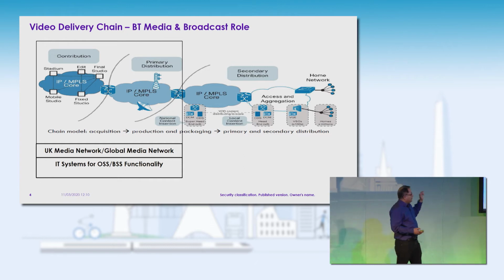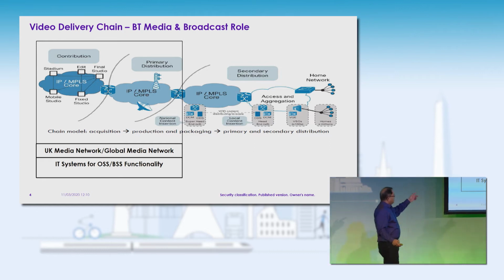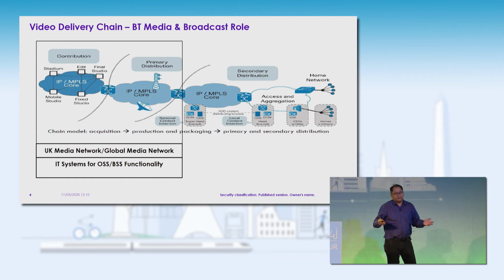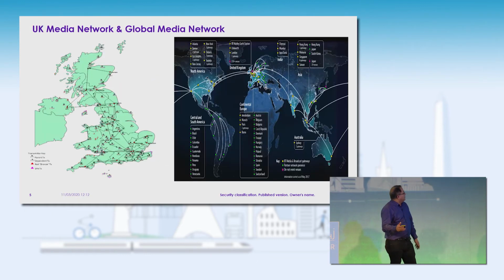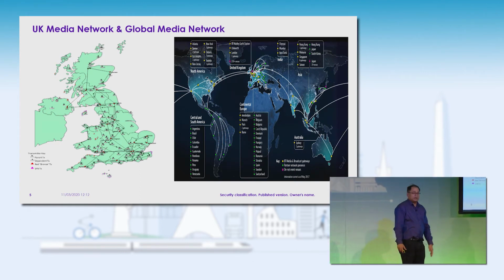That's where we have got two networks, which are the UK Media Network and the Global Media Network. What we do is provide IT systems which do the OSS and BSS functionality over those media networks. This is a view of our UK media network, which is built UK-wide. It is different from the BT broadband network. It's an entirely different network.